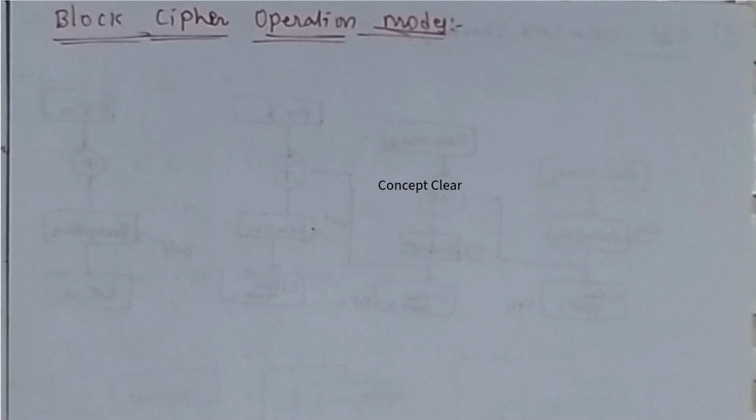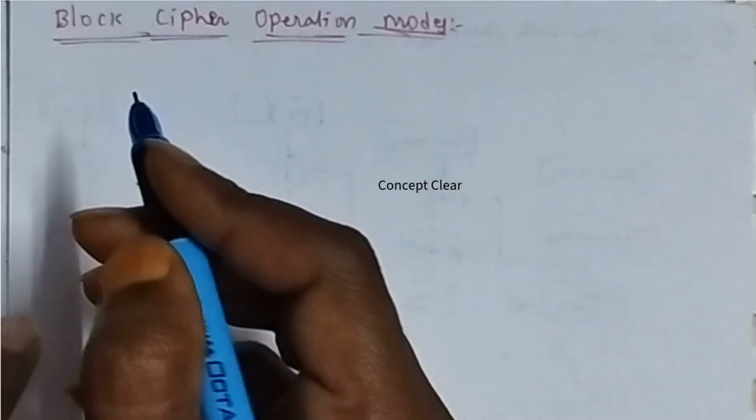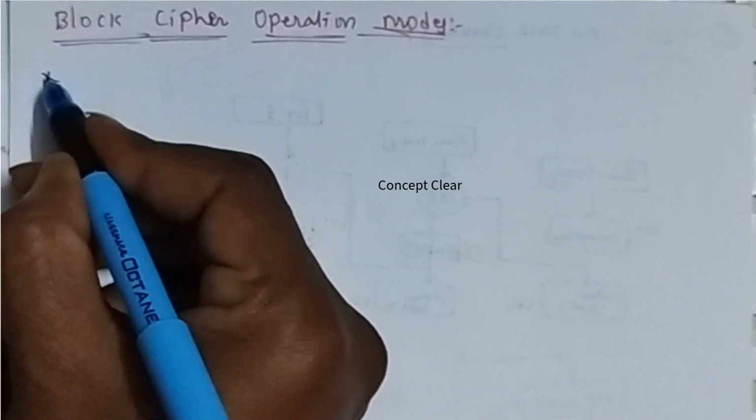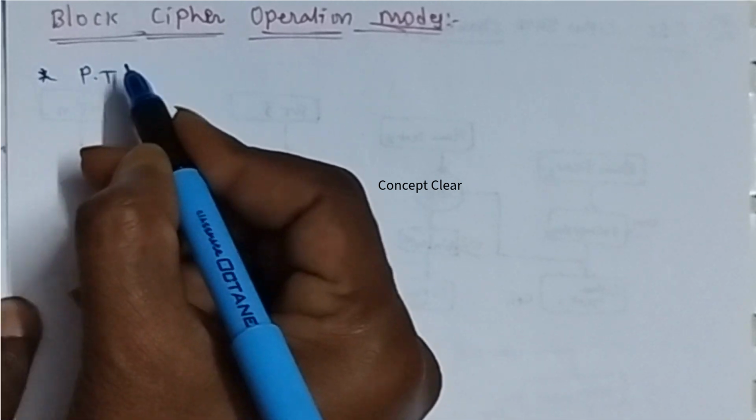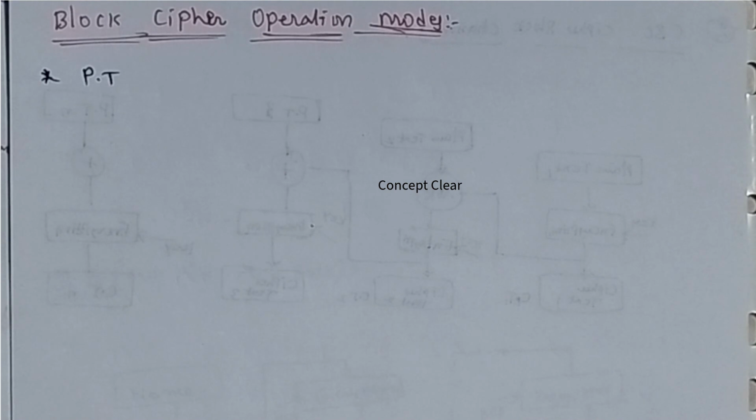In today's class, we'll discuss block cipher operation modes. Before discussing operation modes, first we should know what a block cipher is. What is a block cipher? A block cipher is nothing but plain text divided into a number of blocks. Each block will generate an individual cipher text.